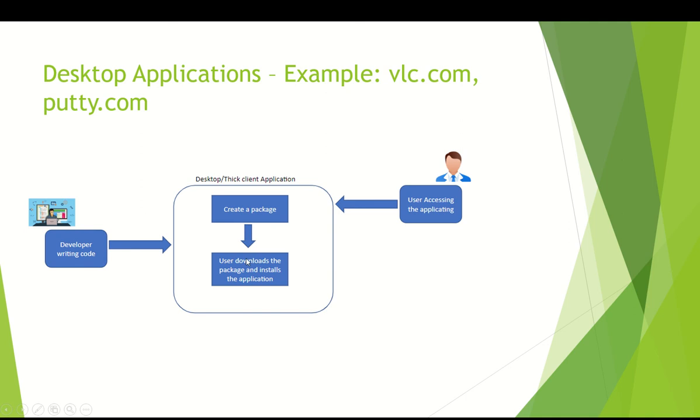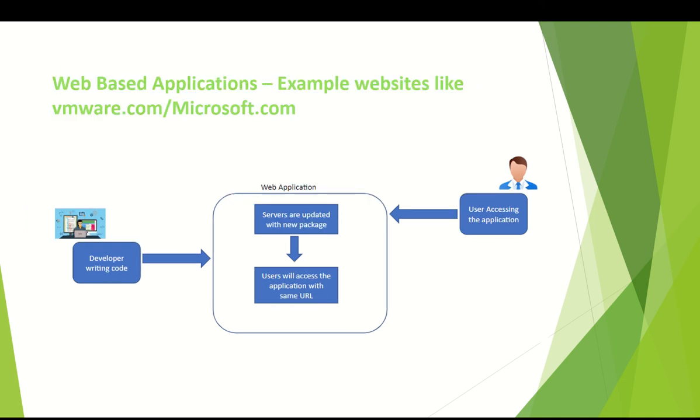So here this application will be used by only one user. If you install it on a desktop, multiple users cannot use it, only one user can use it. This is called a desktop application. PuTTY is also like that. But some applications, if you install them on a server, multiple users can connect and use them. For example, Exchange server or web server. These are all server applications.